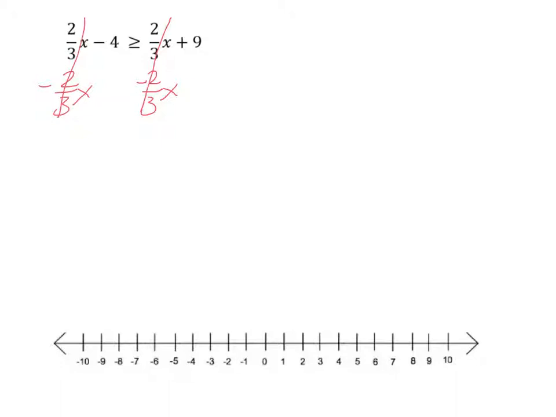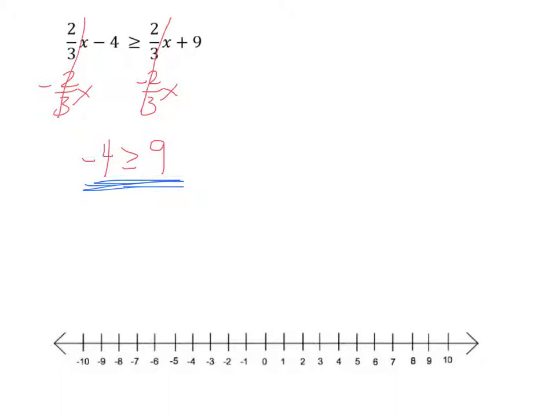So everything canceled as far as my variables. I don't have any variables left. So let's write what is left. We have negative 4 is greater than or equal to 9. Okay, here's the deal. If you lose the variable and it just totally disappears, you have two options. You're going to look at this right here and you're going to say, is that true or is that false?